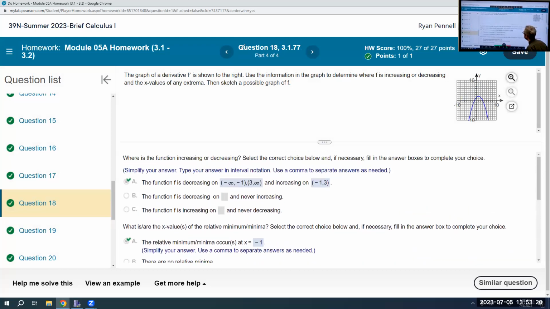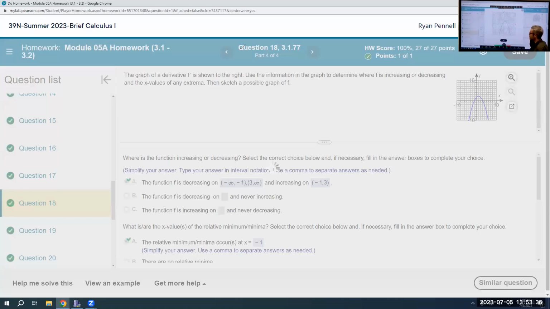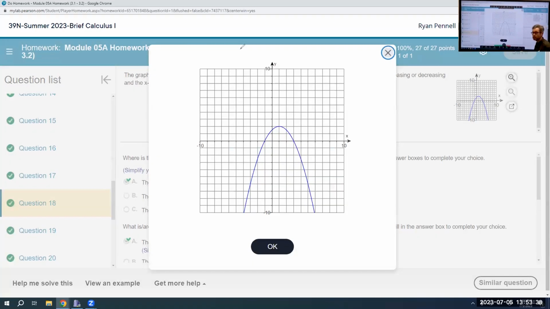So 18 says the graph f prime is shown to the right. Use the information in the graph to determine where f is increasing or decreasing, the x values of the extrema, and then sketch a possible graph of f. Okay. So the derivative is a parabola.